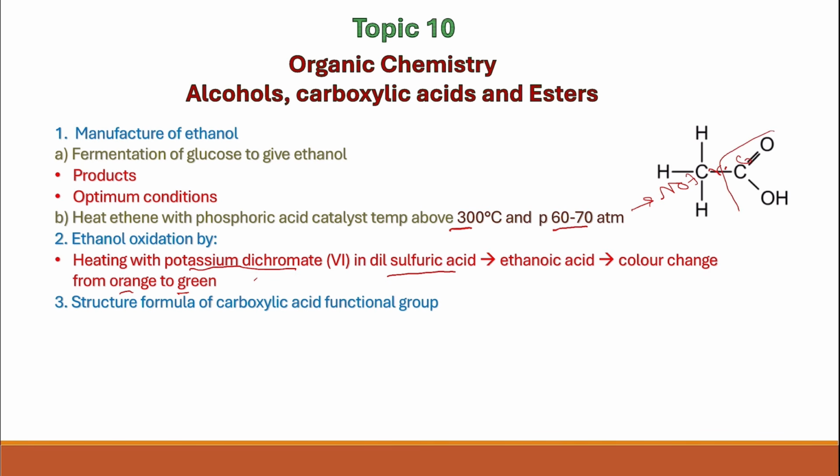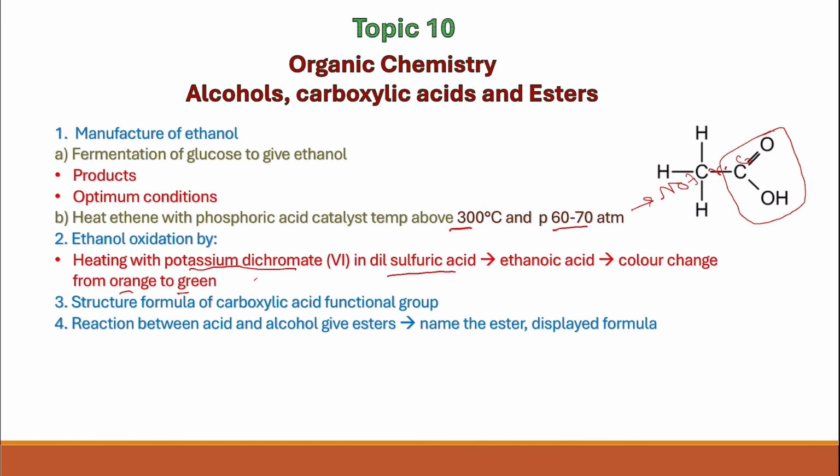Remember, this is the carboxylic acid functional group, and they tend to ask you to draw the structural formula for different compounds. It could be for the carboxylic acid, for an ester, or for an alcohol. The reaction between an acid and an alcohol to give an ester is also very common. So usually when they ask about alcohol, they can ask about acids and then ask about esters because they are linked. All of them are linked together.